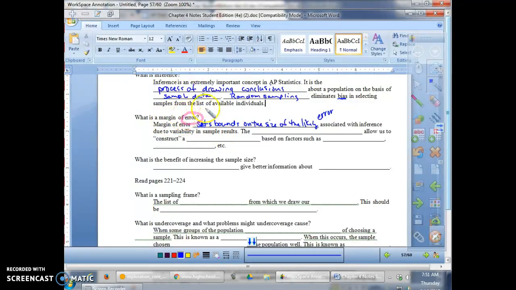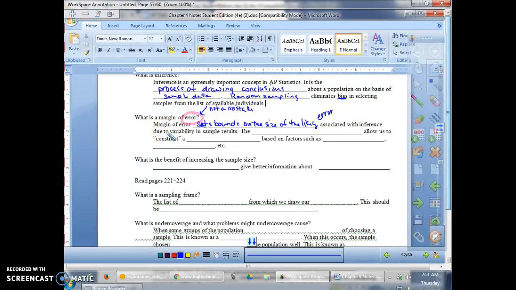So margin of error, this implies you did something wrong. You really did not do anything wrong. Not really a mistake. It's just the way that you can take one piece of information and infer it back to the population, even though you know sampling variability is a very real thing. Okay?